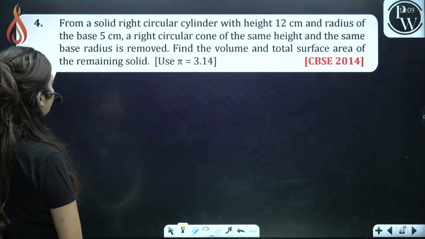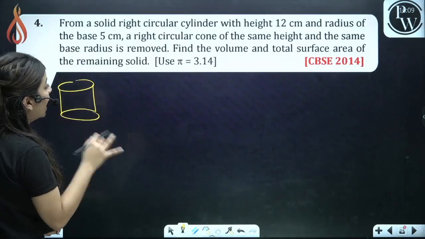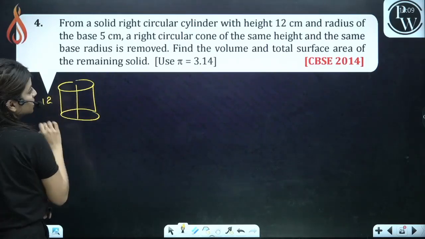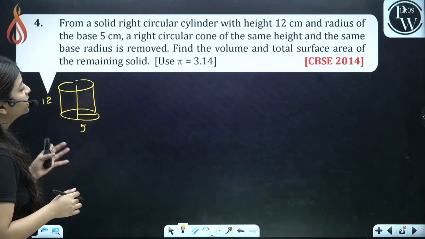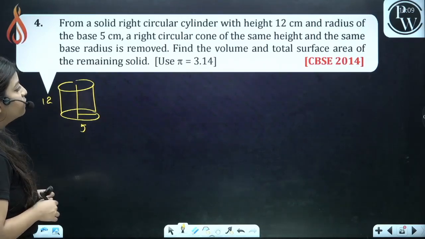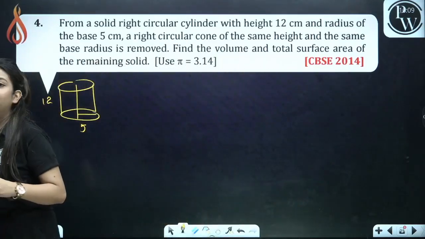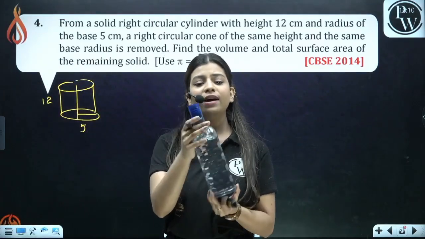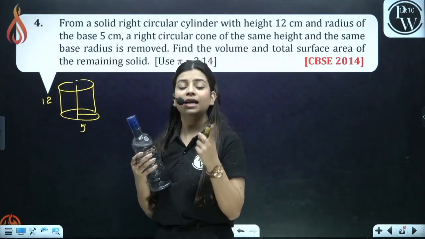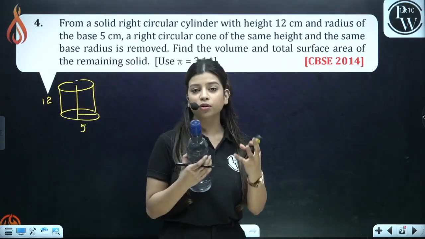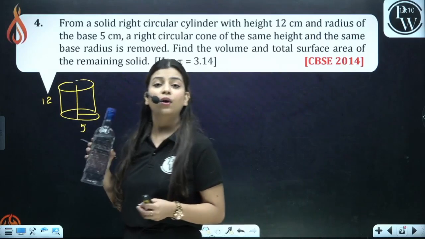The next question says: from a right circular cylinder. We have a right circular cylinder here with height 12 centimeter and radius 5 centimeter. A right circular cone of the same height and same base radius is removed. Find the volume. See, if something is getting removed, the volume has to come down. For example, in this bottle, if I pour out one glass of water, the volume of water in this cylinder will decrease for sure.